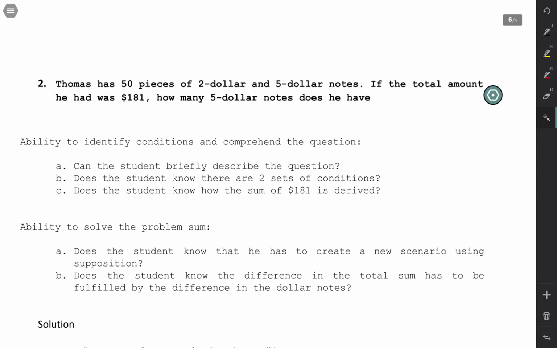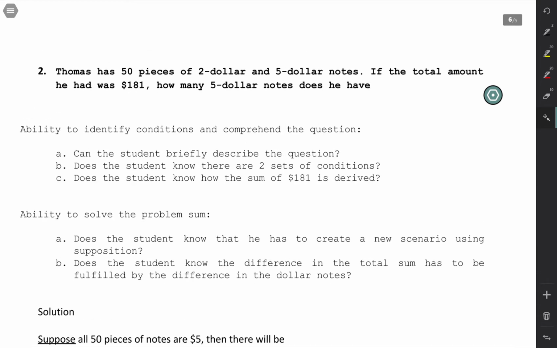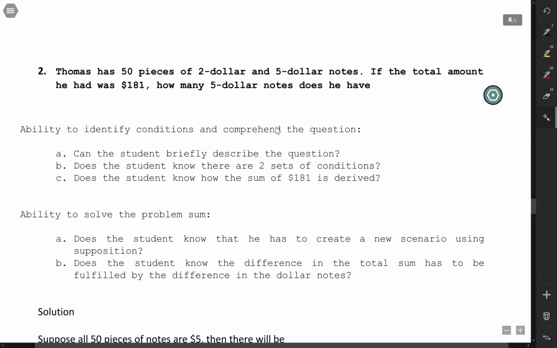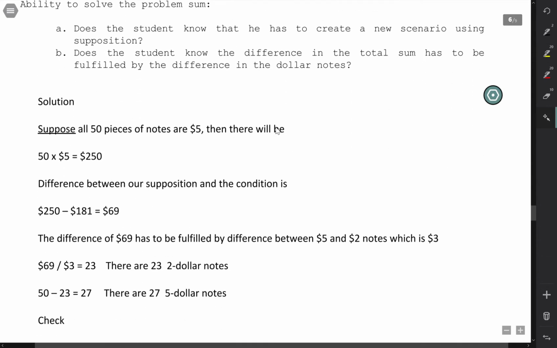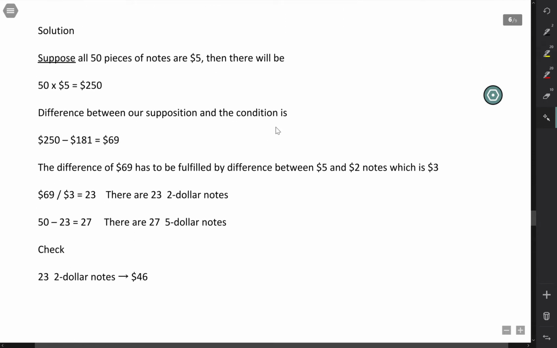Okay, here's another example of a question which requires you to use supposition. Right, so there are 50 pieces of $2 and $5 notes. If the total amount was $181, how many $5 notes does he have? Okay. So again, we use supposition. Suppose all the 50 pieces are $5 notes. What's going to happen is you are going to get $250.